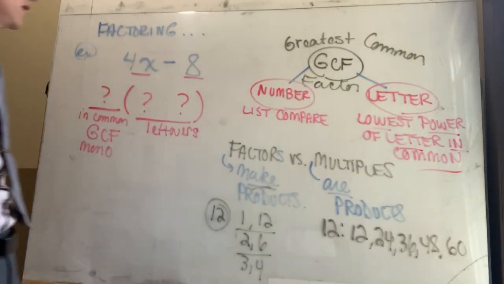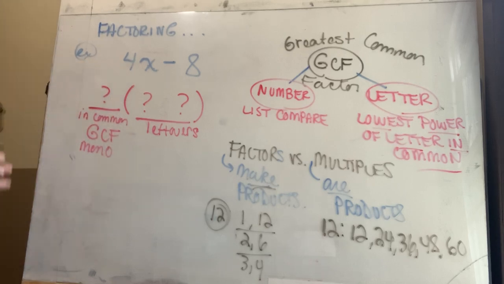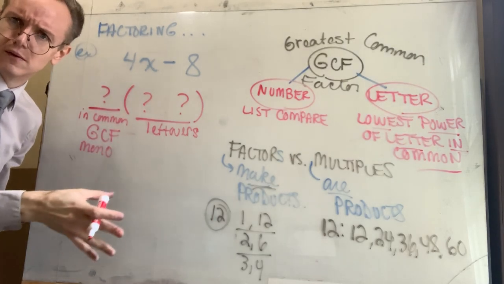So, of these numbers, 4 and 8, I'll do it brute force because it's really the fastest thing to do.